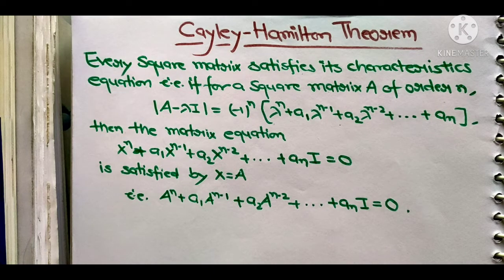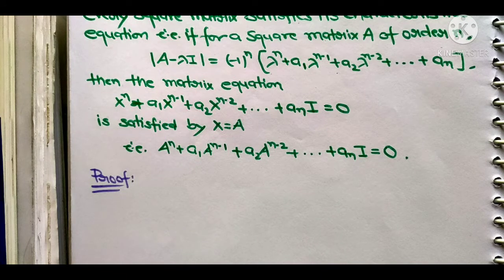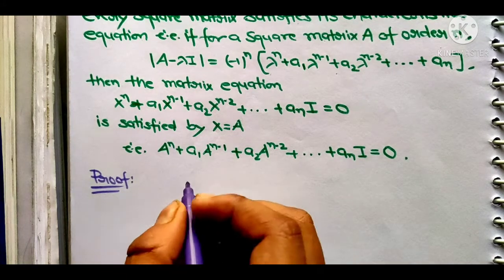So in simple language, you just have to prove that every square matrix A satisfies its characteristic equation. Okay, so let's start the proof. This proof is especially asked in BSc degree exams.